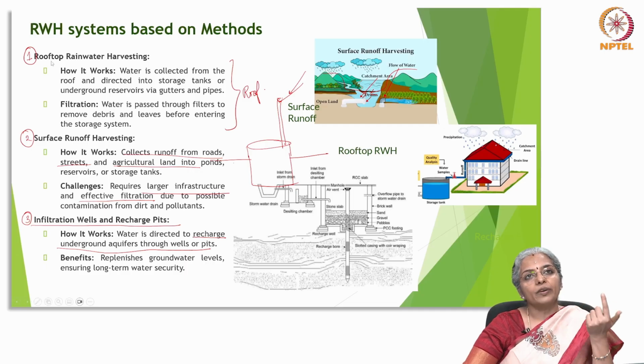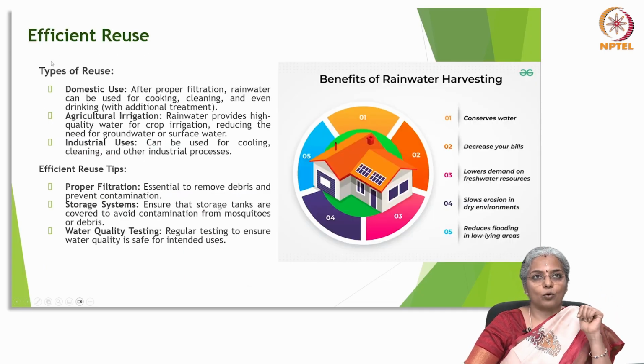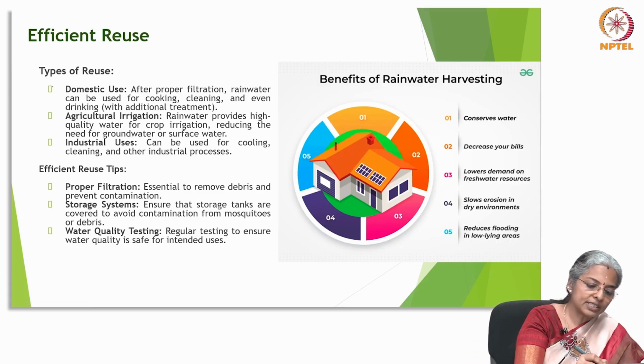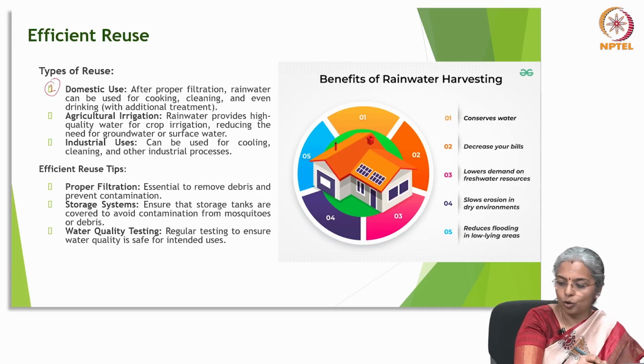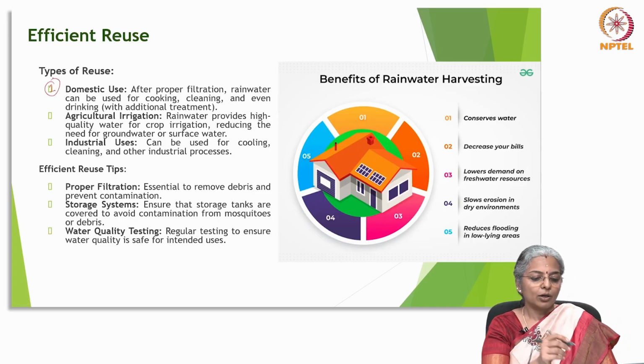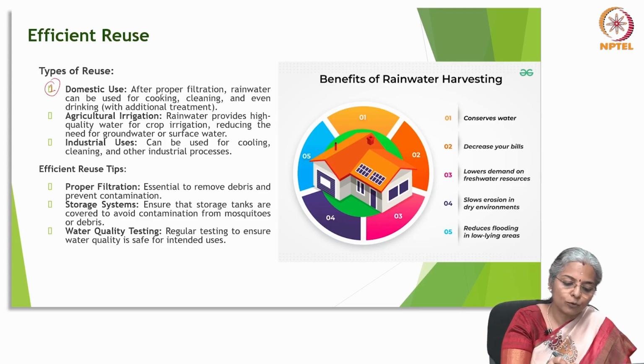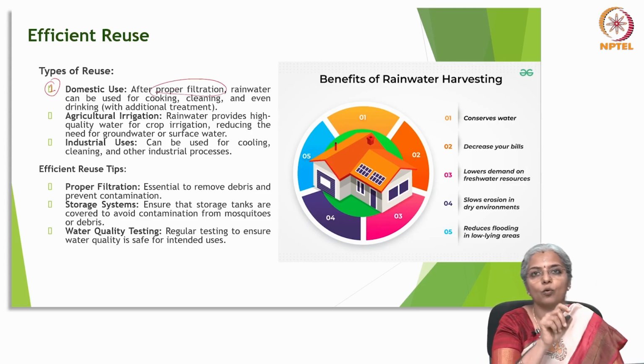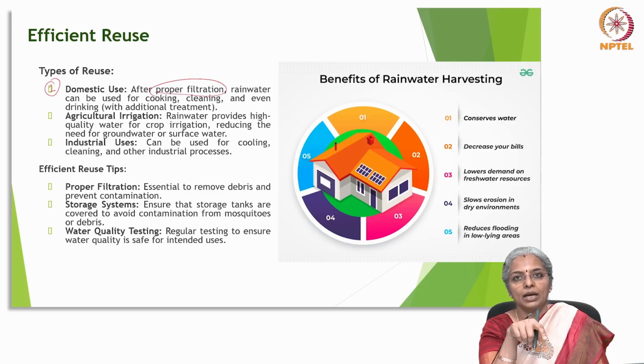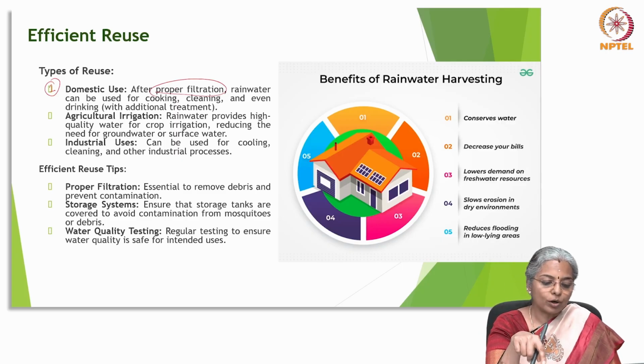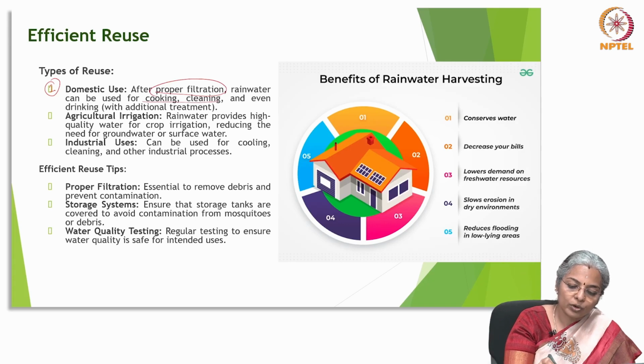Then how do we reuse this rainwater? The ways we can efficiently use this rainwater: first, we can use it for domestic purpose. Domestic purpose means you have to first and foremost filter this water properly. And this rainwater can be used for cooking, cleaning and even drinking.